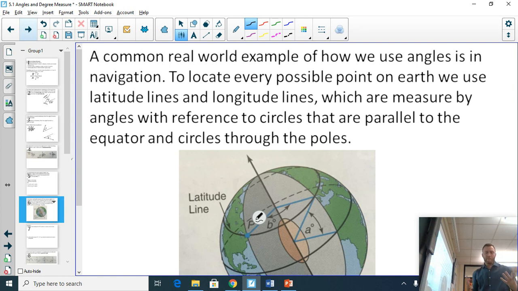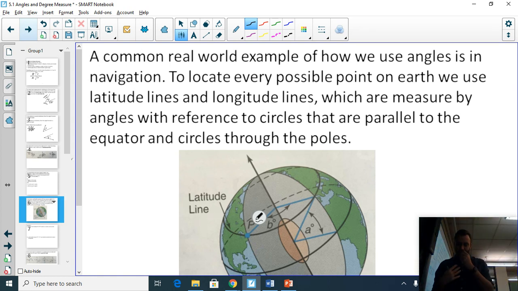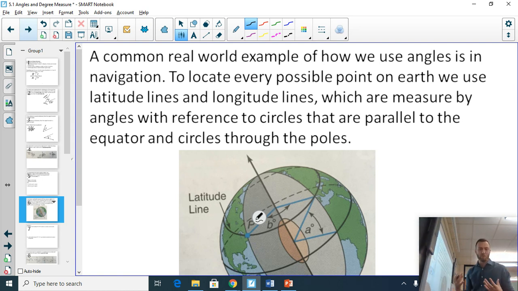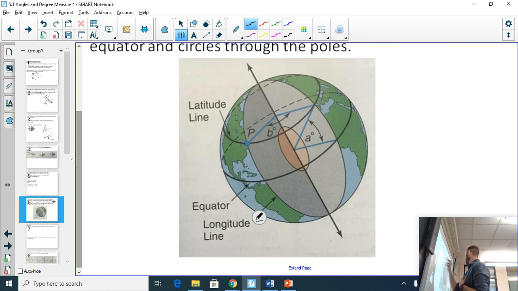And so a common real world use of angles is for us to plot every single point on Earth via latitude and longitude lines. And that's good for navigation, so we can tell people where to go and how to get there. And then essentially it just works on angles from the equator and from the line formed going through the two poles.